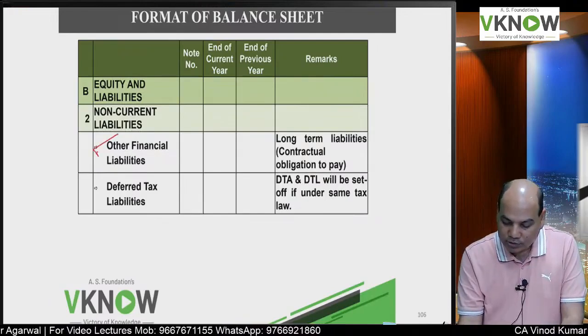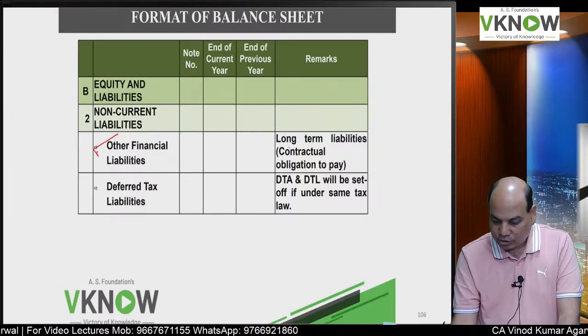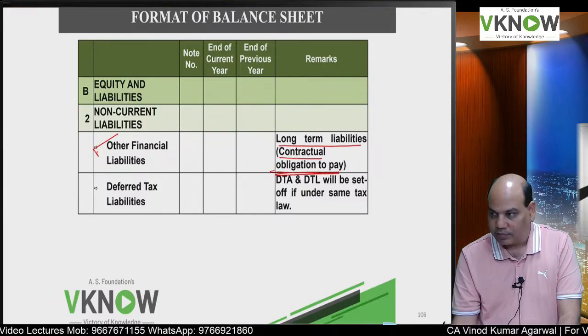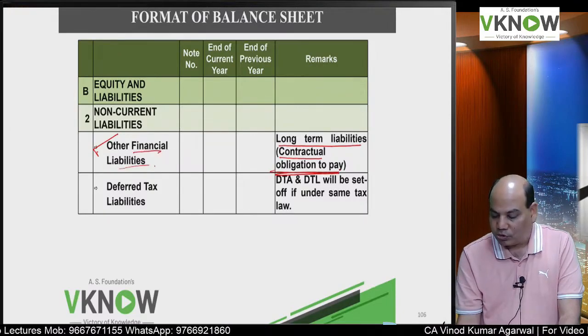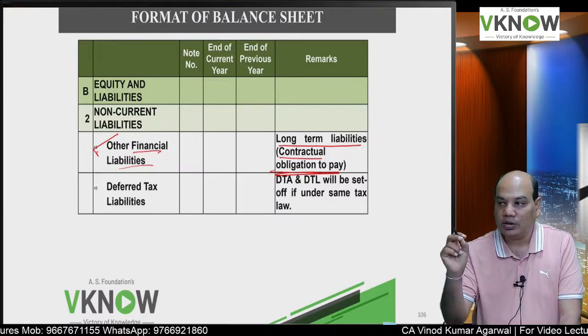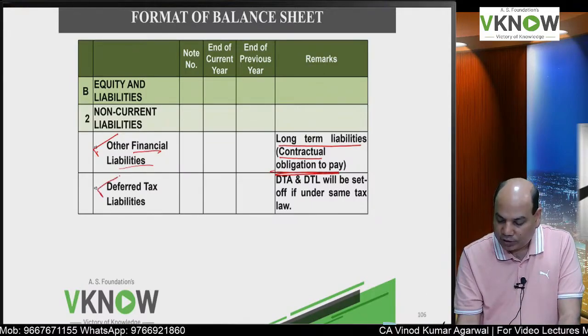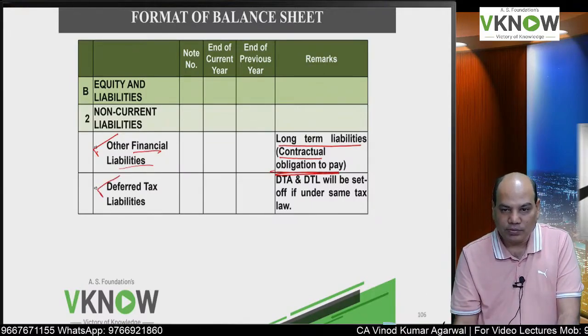Then next item is other financial liability. Long-term liabilities, that is contractual obligation to pay. Financial liability means contractual obligation to pay cash. Deferred tax liability as per Ind AS 12.